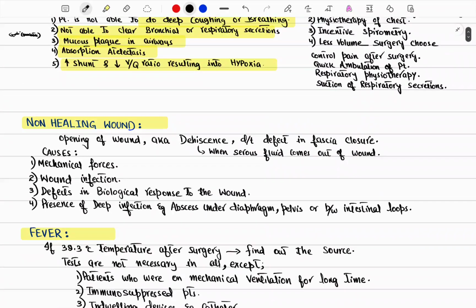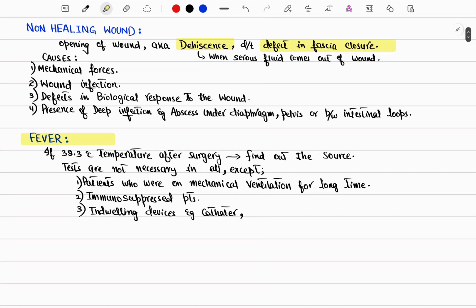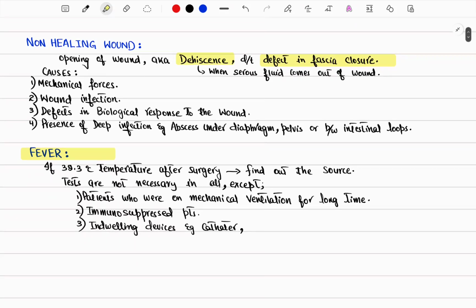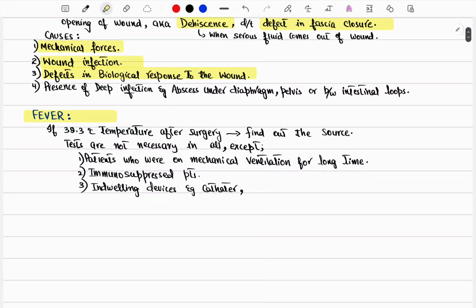The non-healing of the wound is also known as dehiscence. Okay, if the incision opens up and serous fluid comes out of that wound, it's known as dehiscence, and it's mostly due to a defect in fascia closure. We did not do a perfect fascia closure. The other causes can be mechanical forces, infection at the wound site, and also defects in the biological response to the wound. That's wound healing not occurring.